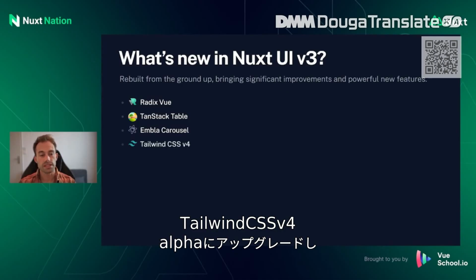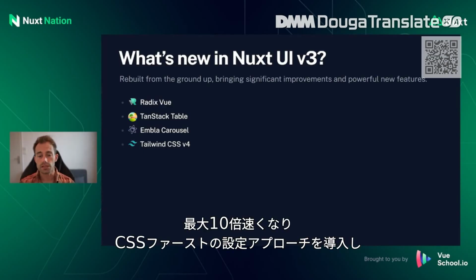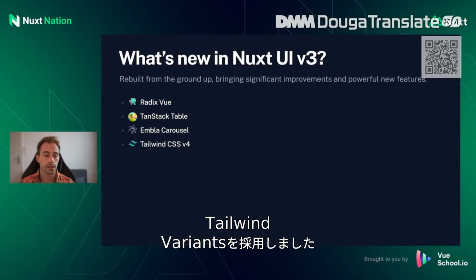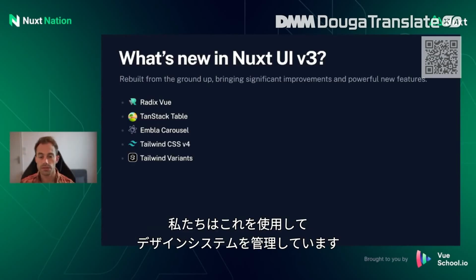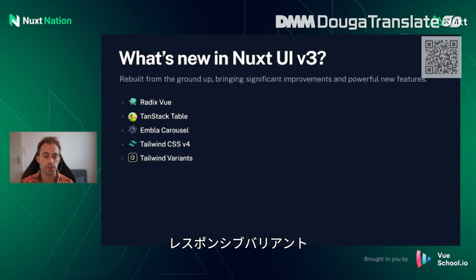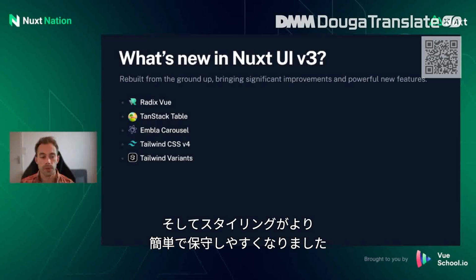We've upgraded to Tailwind CSS v4 Alpha, which was announced in March 2024. It's up to 10 times faster and introduces a CSS-first configuration approach using native CSS features. We've adopted Tailwind Variants. It's a powerful variant API library for Tailwind CSS, and we use it to manage our design system. It provides first-class variant support, responsive variants, slots for component composition, and automatic class conflict resolution. And it makes styling way easier and more maintainable.